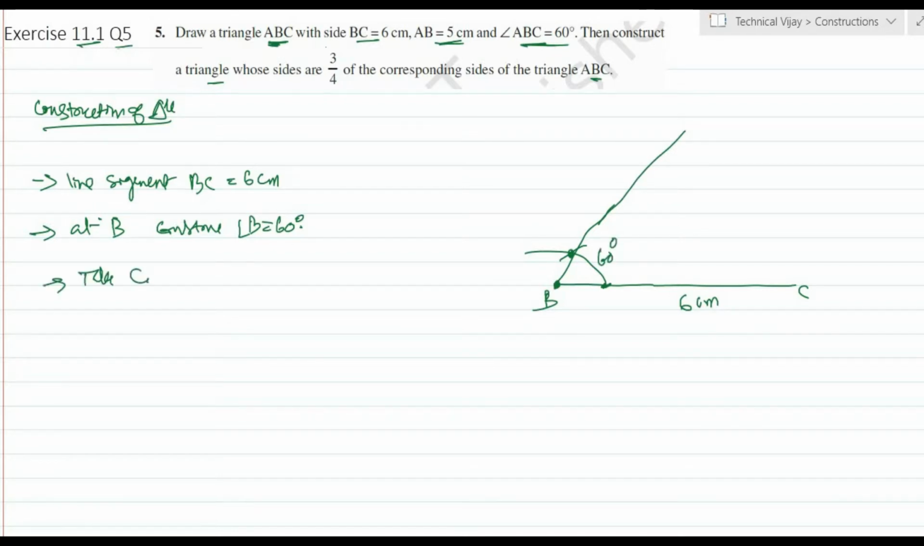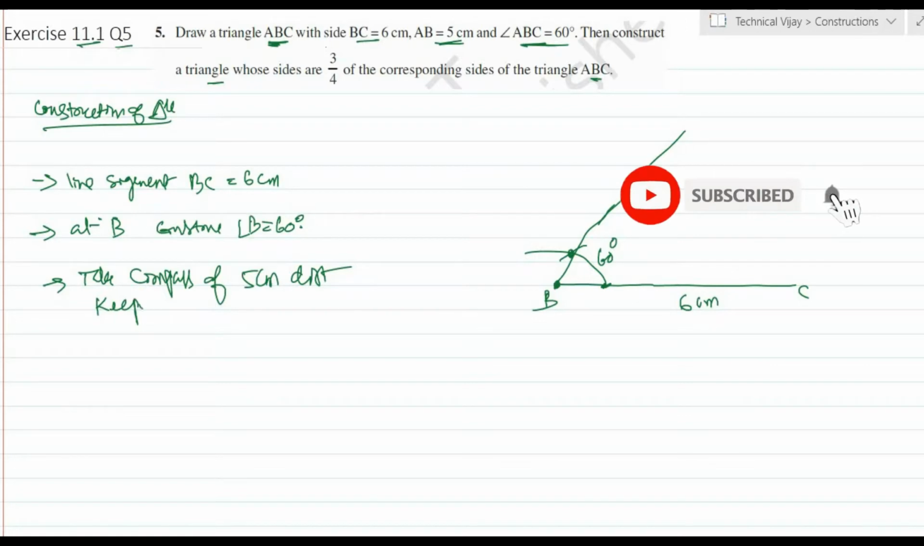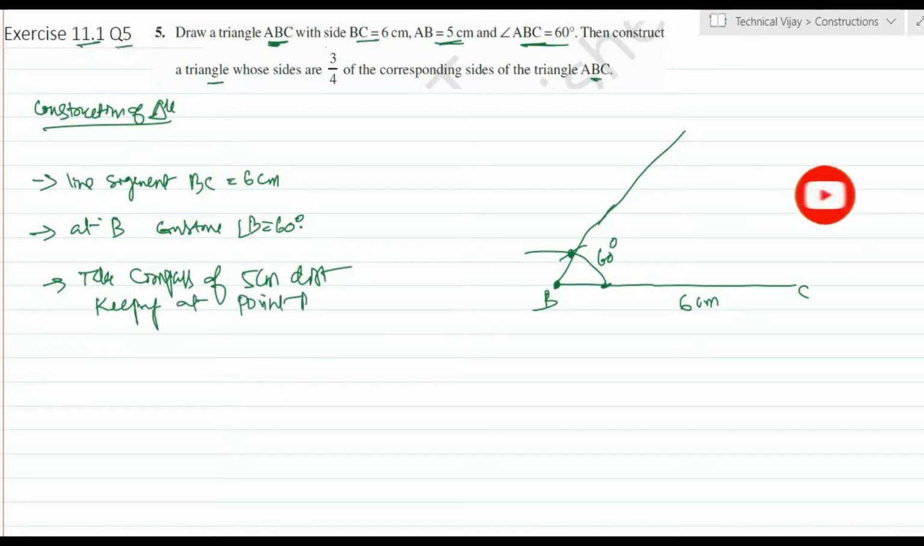So now, with the compass at 5 centimeter distance, keeping at point B, cut an arc here. So this point will be A. Then join AC. So here, this is 5 centimeters, and this is 6 centimeters.